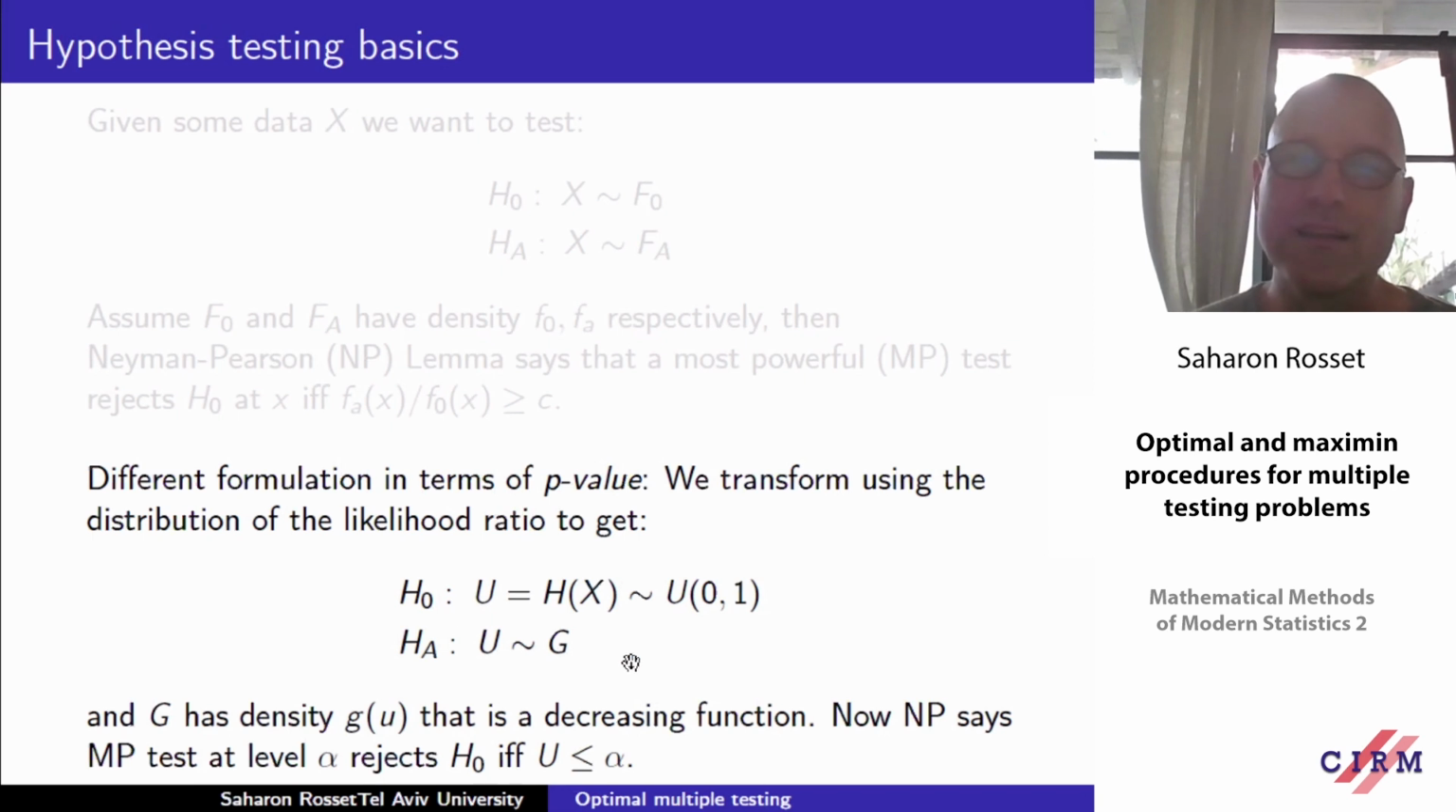Under the alternative, we get some other distribution, but the important thing is that now its density is a decreasing function, by the transformation we did. So now the Neyman-Pearson lemma tells us to simply reject for small values of U. That justifies interpreting this as a p-value. Okay, so this is very classical.